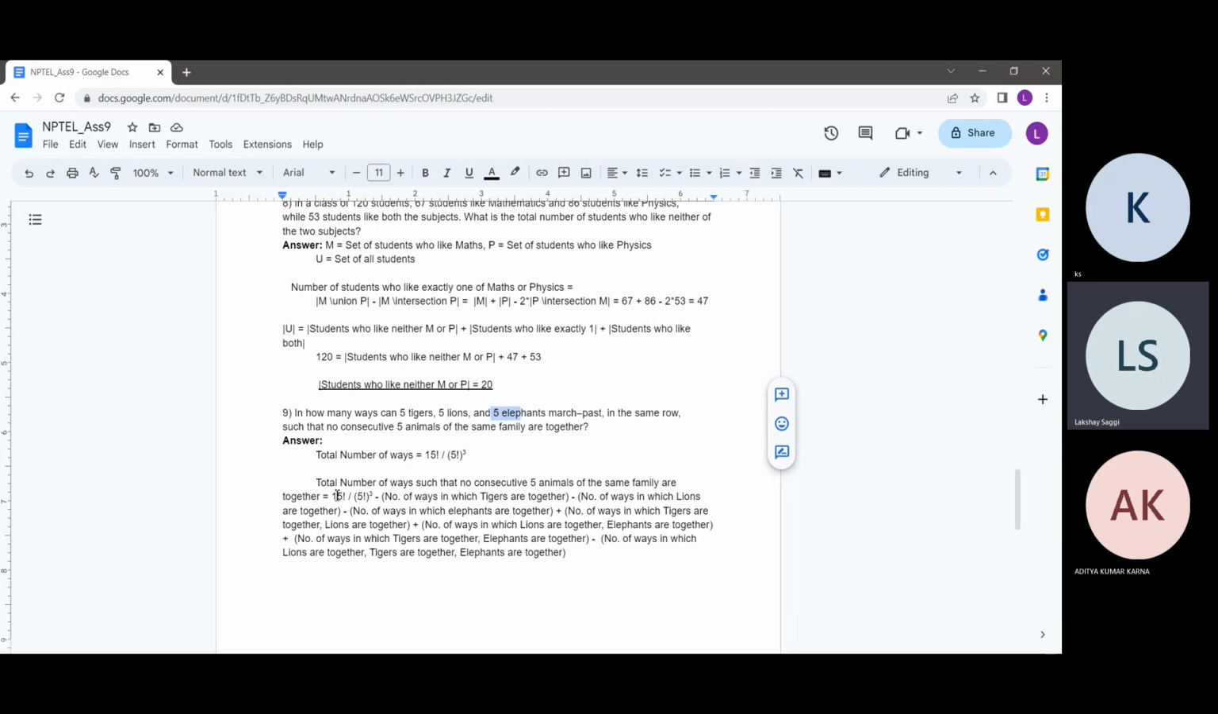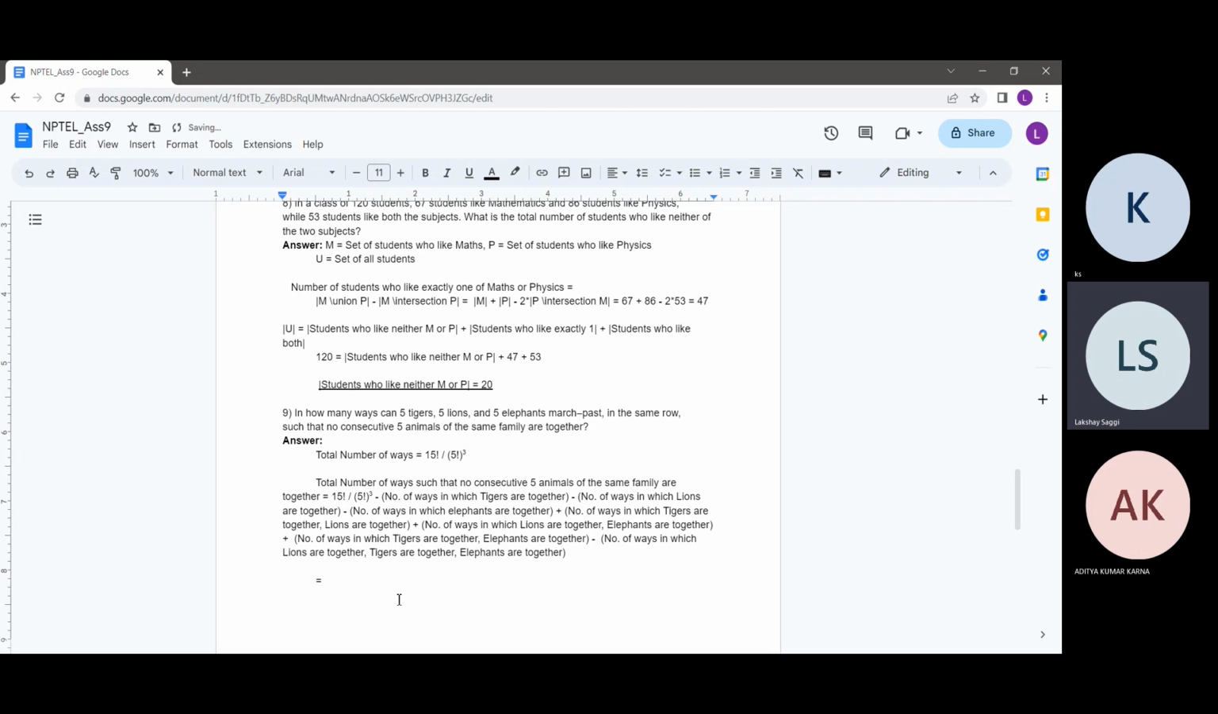So from the total number of ways, I'll subtract the number of ways in which these tigers are together. Similarly, in which lions are together and elephants are together. And while doing this, I'll subtract the ways in which tigers are together and lions are together, and similarly, in which lions are together and elephants are together, and so on. So I just applied the principle of inclusion exclusion. Now I'll try to calculate these terms individually.